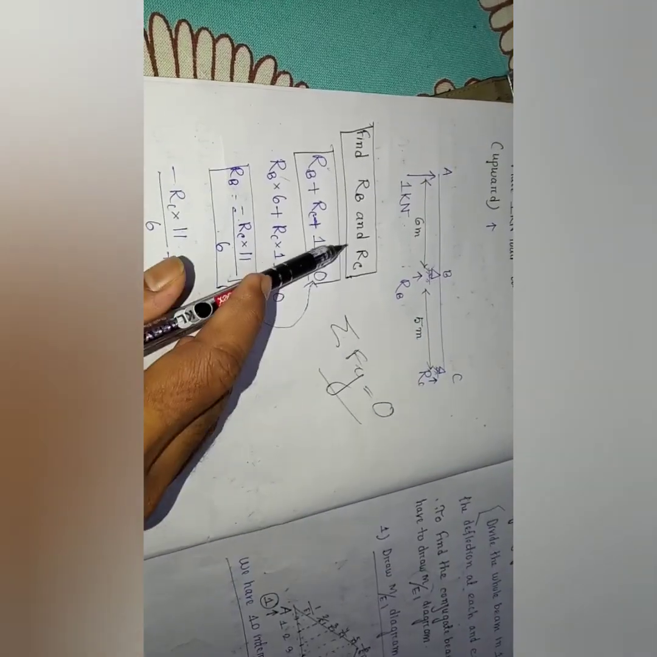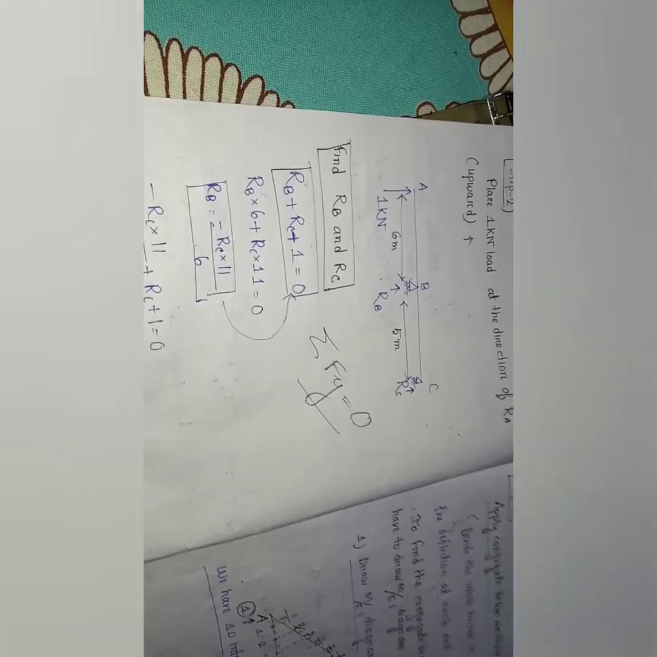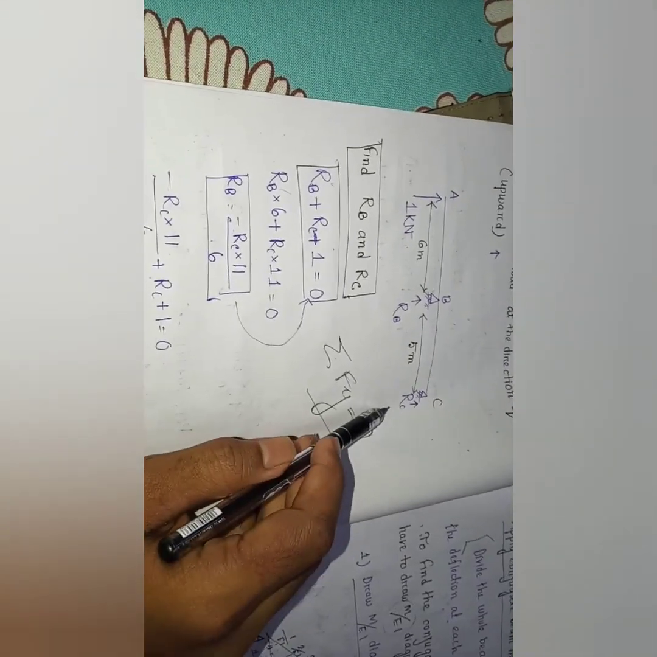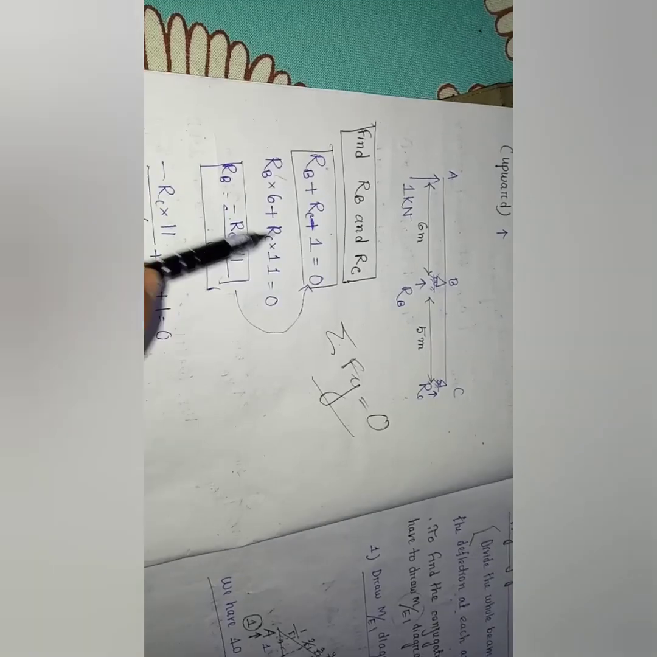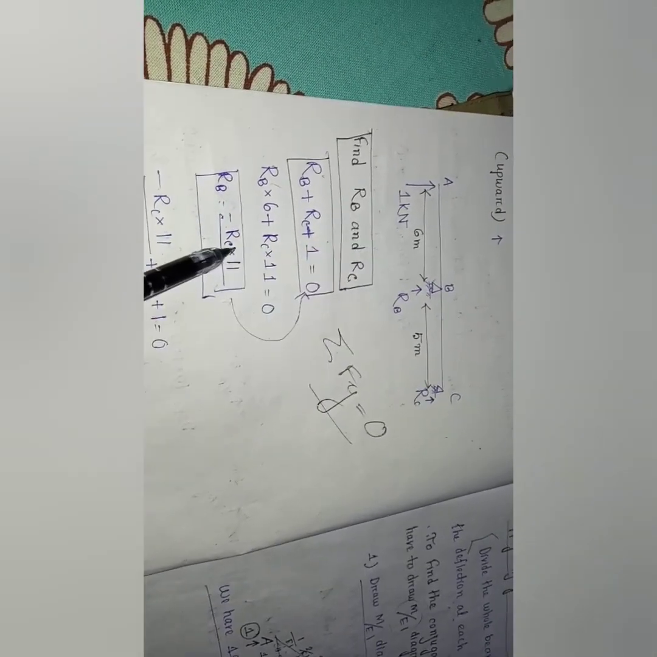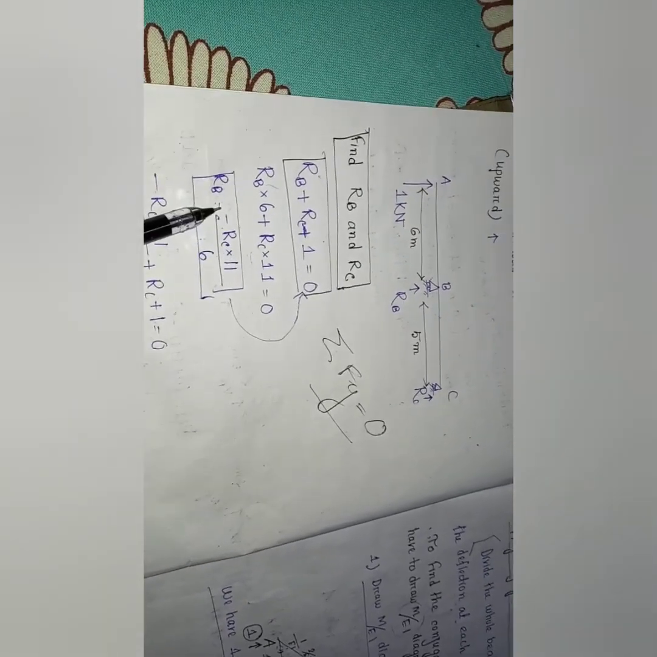From that we can get RB plus RC plus 1, because all are upward here, assumed equal to 0. If we take moment about the point A, then we can see the distance from C is 5 plus 6, that is 11, and from B is 6. That means RB into 6 plus RC into 11 equal to 0. From that we can get RB equal to minus RC into 11 divided by 6.